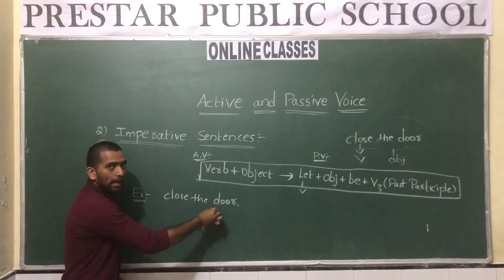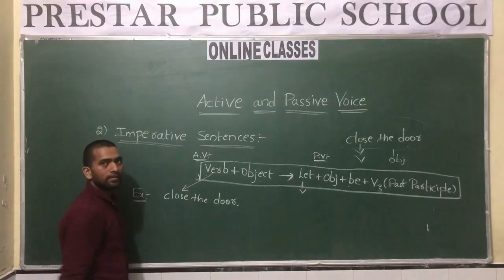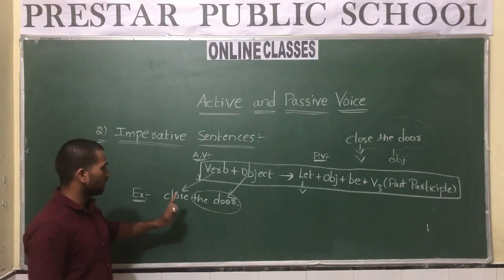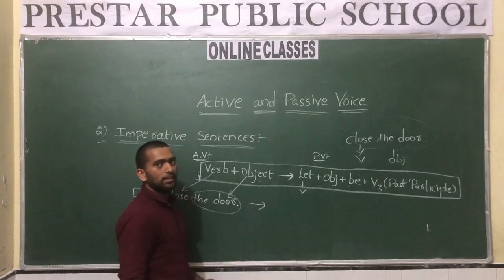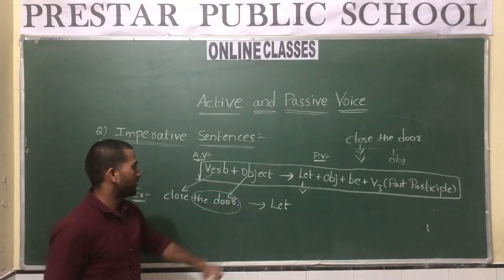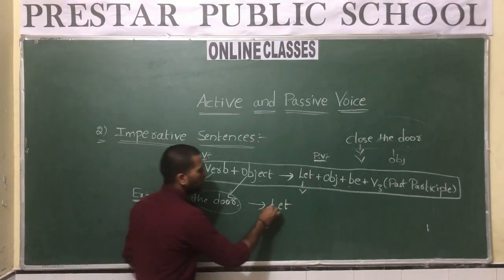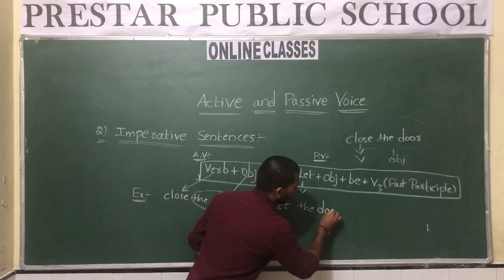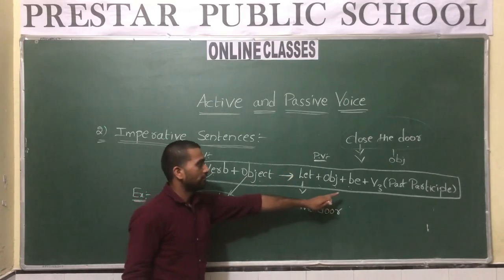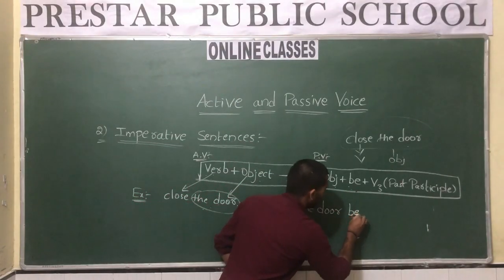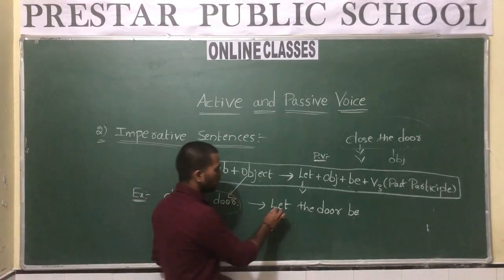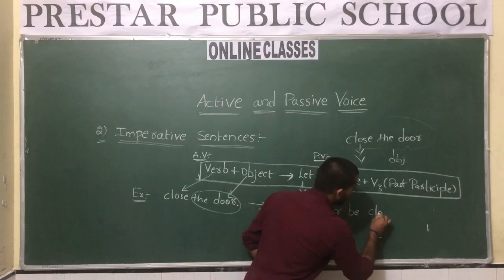Observe carefully, this is in active voice now. Verb is given and object is also there. Now convert this sentence into passive voice. First, what will be written? Let and object. What is the object here? The door. Let the door, and be should be added here. While converting into passive voice, we are adding be. Let the door be. What is the V3 form of close? It is closed. Let the door be closed.